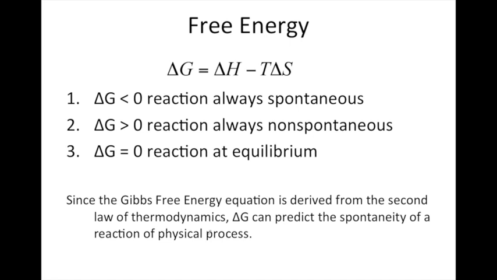Because our Gibbs free energy equation is derived from the second law of thermodynamics, the Gibbs free energy also allows us to determine whether a reaction is spontaneous or non-spontaneous under certain conditions. A delta G that is less than 0, or negative delta G, that process will be spontaneous under those conditions. A reaction that has a positive delta G will be non-spontaneous under those conditions. And if you have a delta G equal to 0, then that reaction is at equilibrium. So much like the second law of thermodynamics, our Gibbs free energy allows us to predict whether a reaction is spontaneous or non-spontaneous under a given set of conditions.